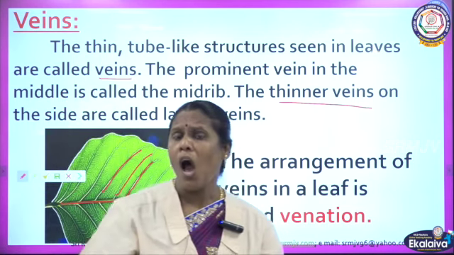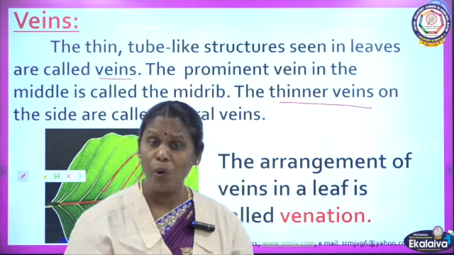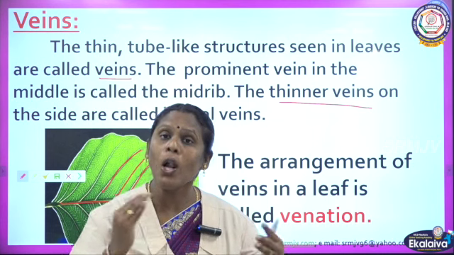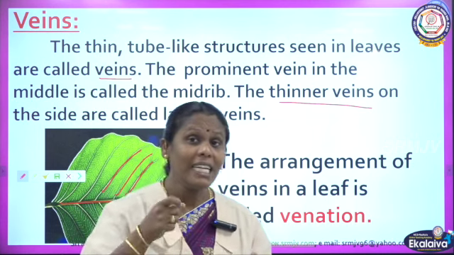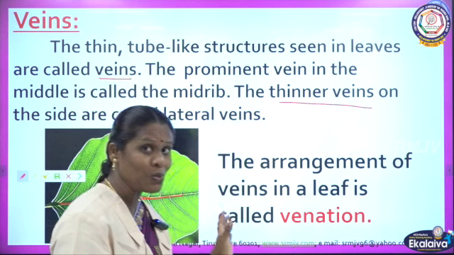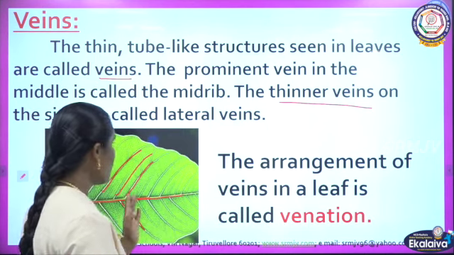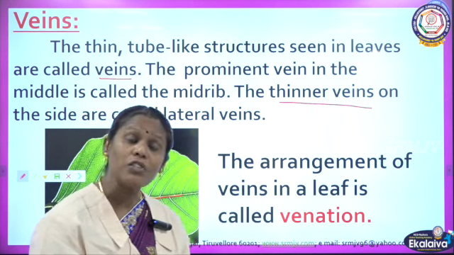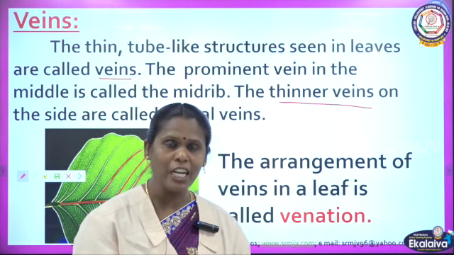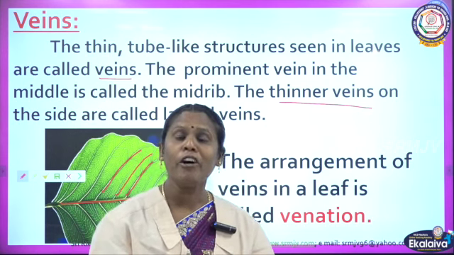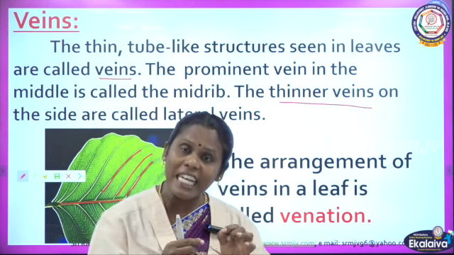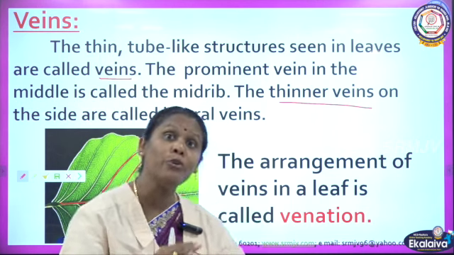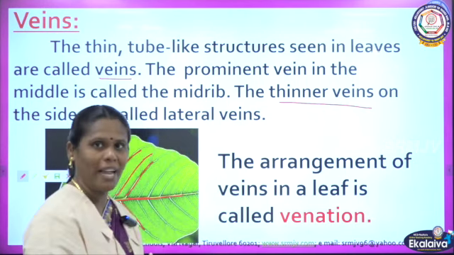See children, just as we have veins in our body, and the veins carry blood to all the parts of the body, in the same way plants also have veins. These veins distribute raw materials such as water and minerals required for photosynthesis reactions in the leaf and carry prepared food to other parts of the plant.